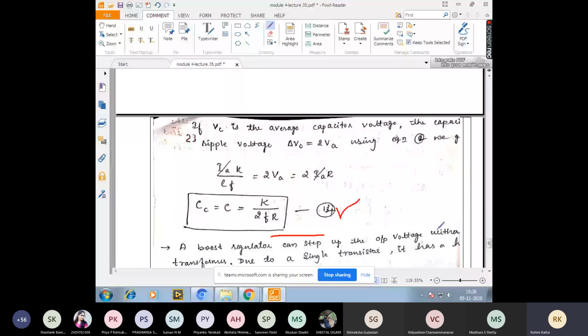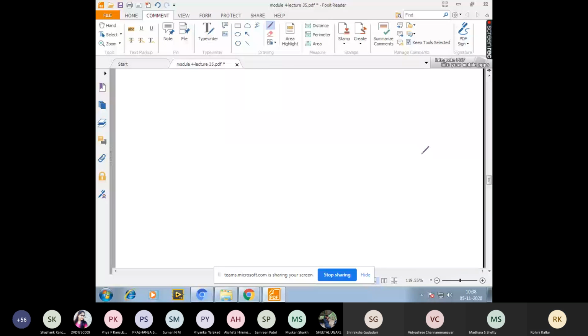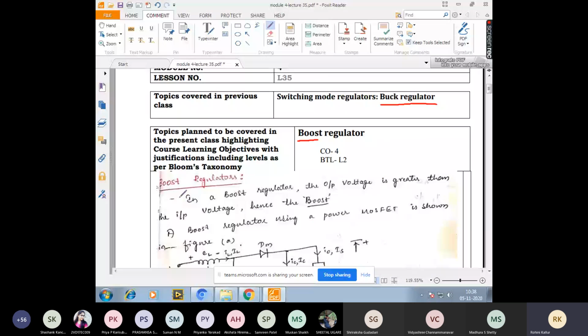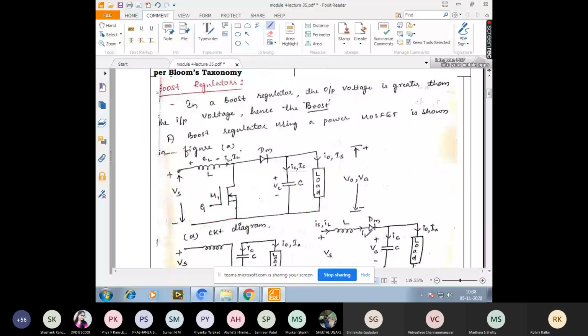We'll do a quick revise. We started with the boost regulator, where the output voltage is greater than the applied input voltage, so the name is boost. In this circuit, we have used a MOSFET, an inductor and a diode, followed by a capacitor and a load.